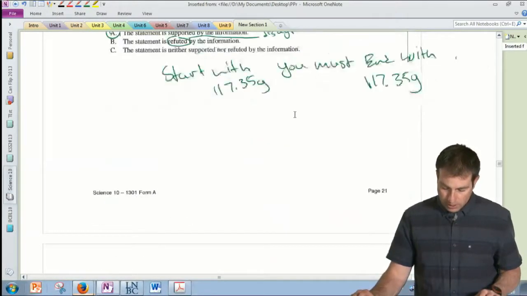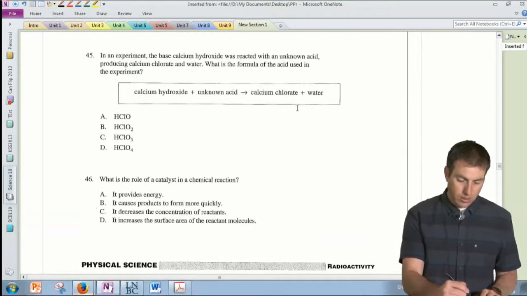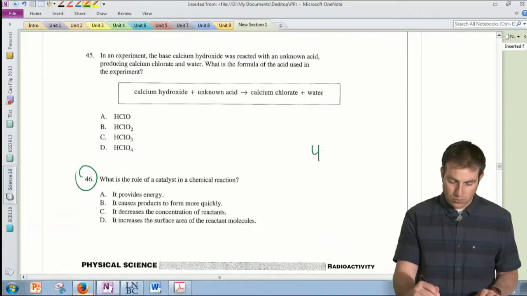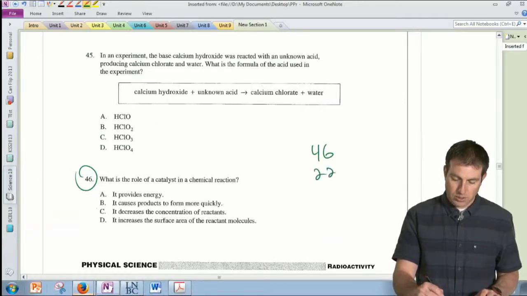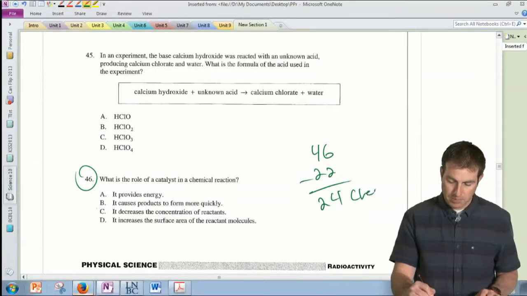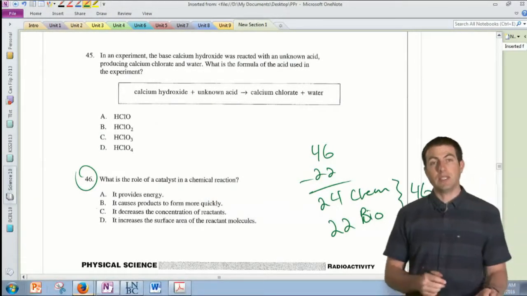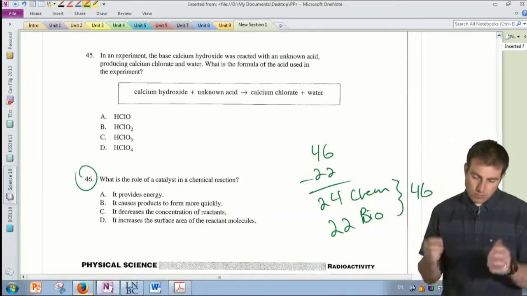All right, I'll just fly through the end of this. So 46 now. The first section had 22, so 46 minus 22, that's 24 questions on chem. So far, 22 questions on bio. So there's 80 questions, we're up to 46. So over half the exam is chem and bio. Just over half.